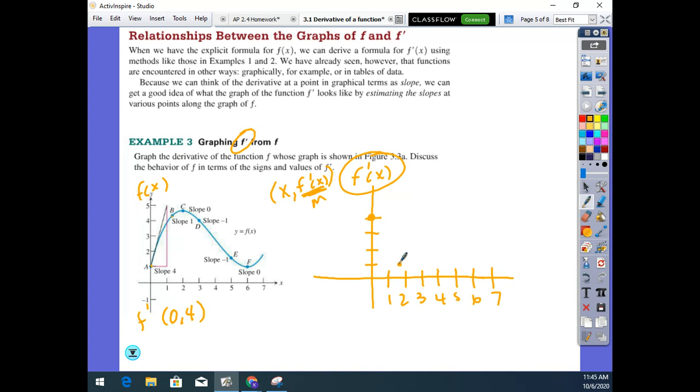Then at C is slope 0. That's just a little bit past 2. Then -1 is at about 3. And 5 is also -1. And at 6, it's 0. So I'm going to connect my dots to make my derivative slope. This we will practice on for months, so don't freak out too much.